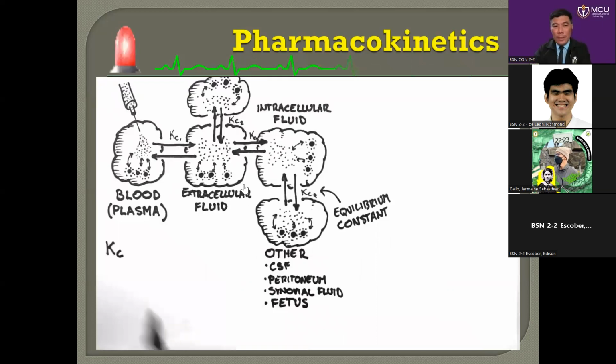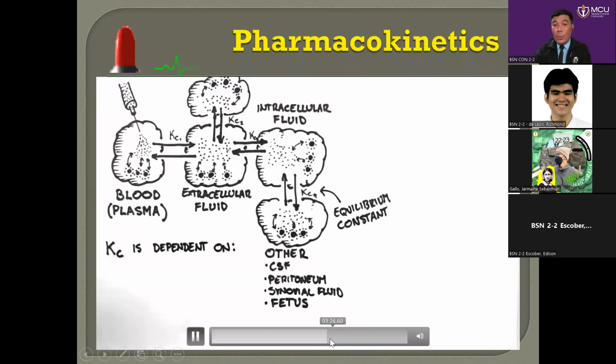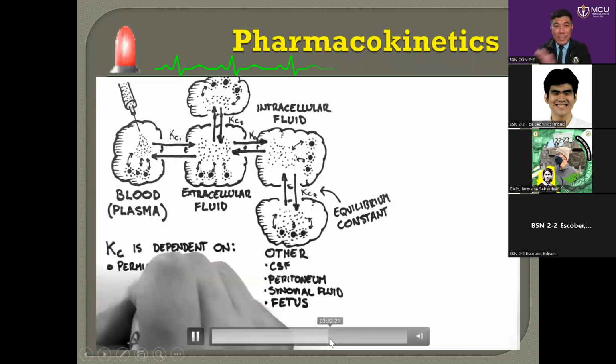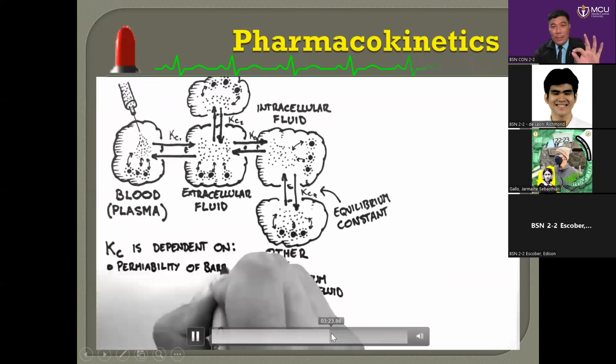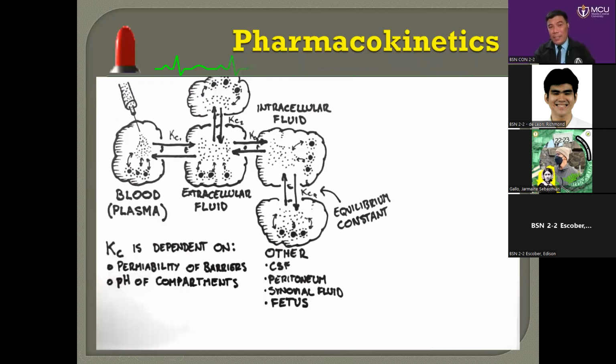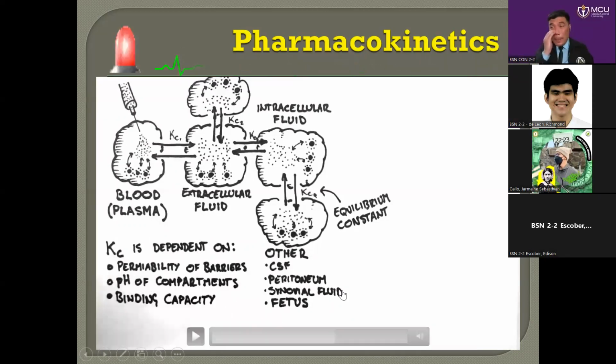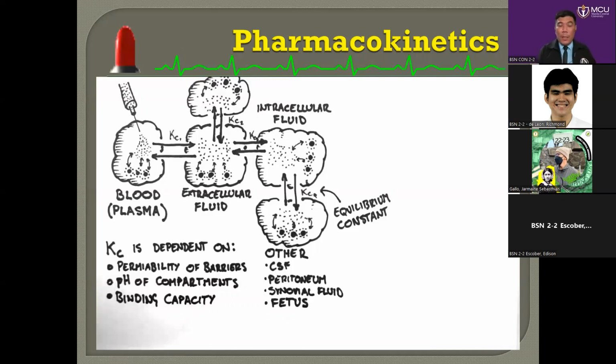Thus, I can say that the equilibrium constant is dependent on the permeability of barriers between compartments, the pH within the compartment, and the binding capacity within the compartment, but I will explain the details. Okay. Now, these are the three factors that may affect the distribution of drug.